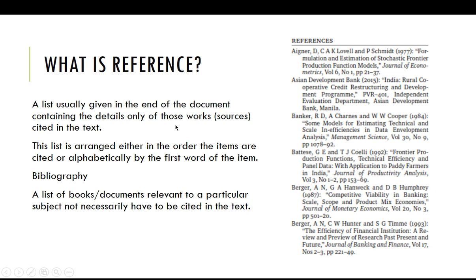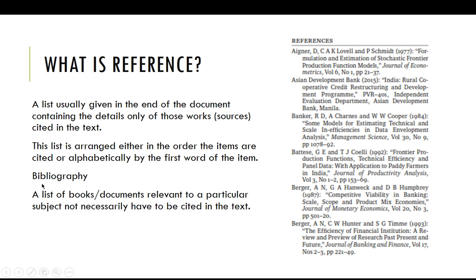सिर्फ वही काम जिसको आपने टेक्स्ट में साइट किया है उनकी एक लिस्ट दे देते हैं. The list is usually arranged either in the order in which the items are cited. ज़्यादातर जो होता है वो जिस ऑर्डर में हम आइटम्स को साइट कर रहे हैं उस ऑर्डर में न्यूमेरिकली एक्सप्रेस कर देते हैं या फिर अल्फ़ाबेटिकली बाय द फर्स्ट वर्ड ऑफ द आइटम. जैसे यहाँ पर एग्नर है, ए बी बी, अल्फ़ाबेटिकली it is arranged by the first word of the list item. अच्छा, एक और टर्म दैट कम्स ऑलवेज इन द पिक्चर इज बिब्लियोग्राफी.